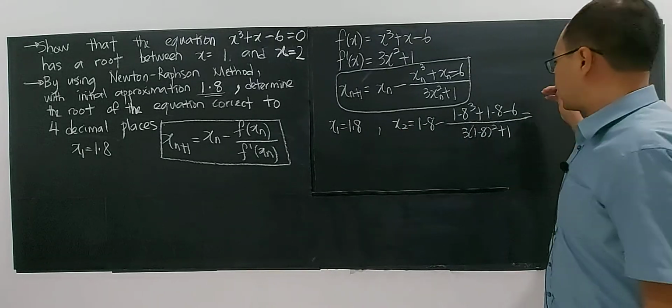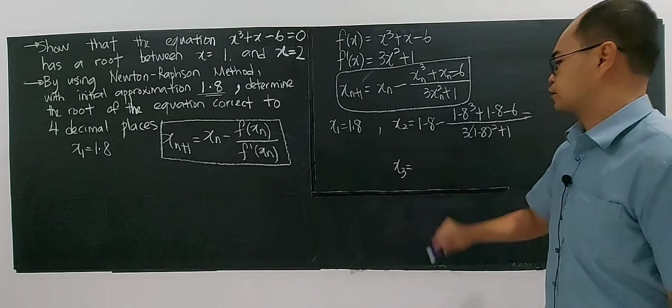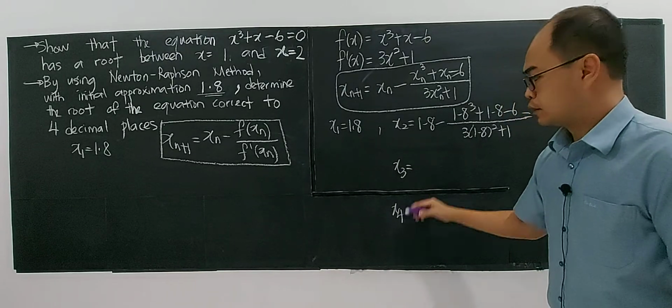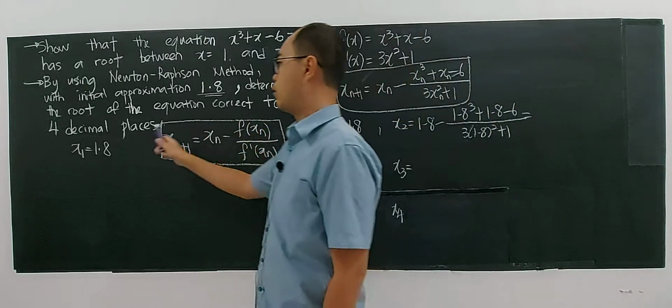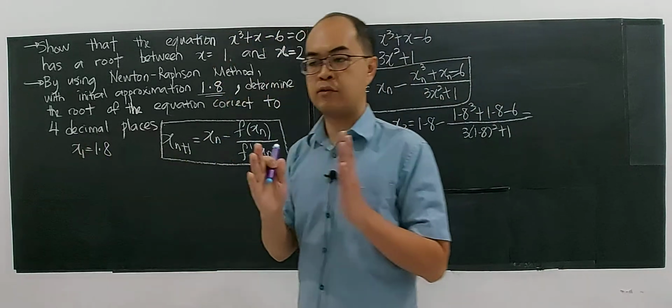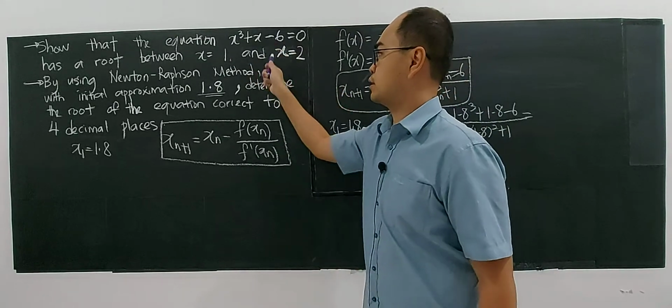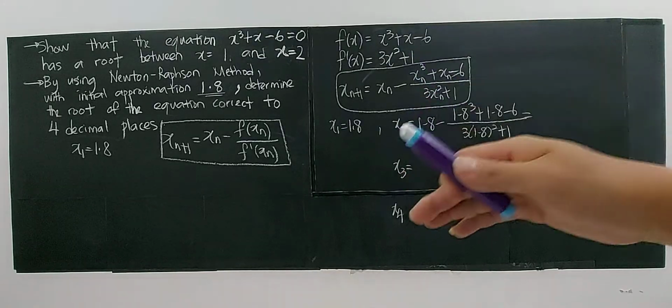After I get the second approximation, I will get the third approximation. After that I get my fourth approximation, until the value remains constant. After you round off to 4 decimal places, if the value is constant, then that will be your root for this equation in this interval. Alright, I will show you by using the calculator to help me get all those values.